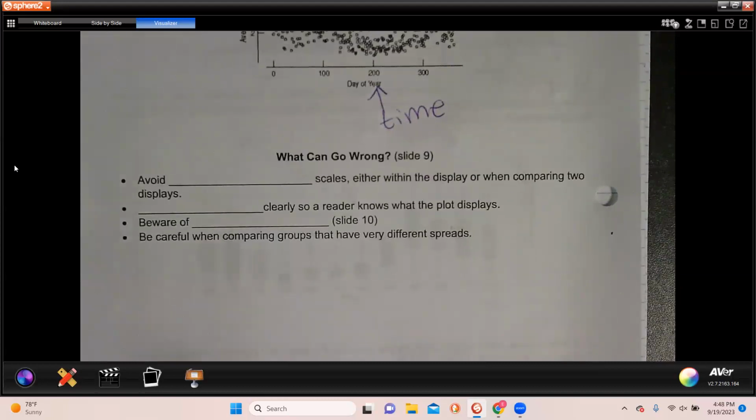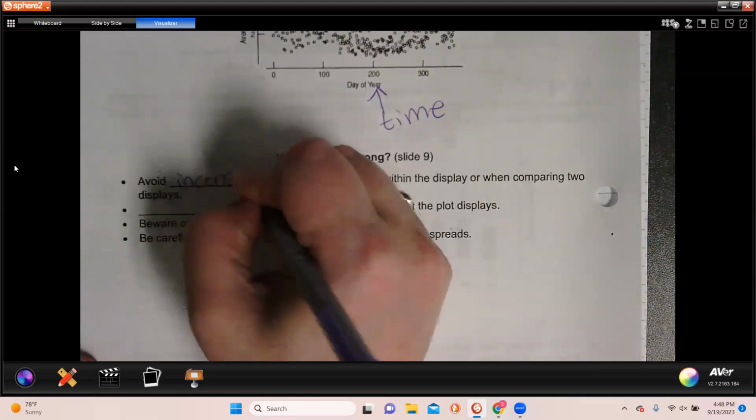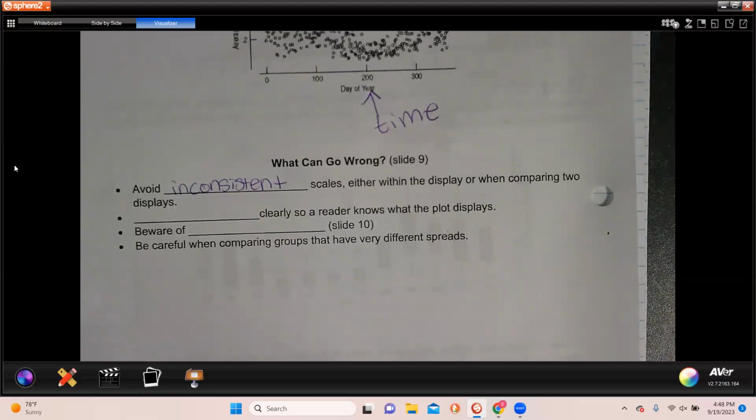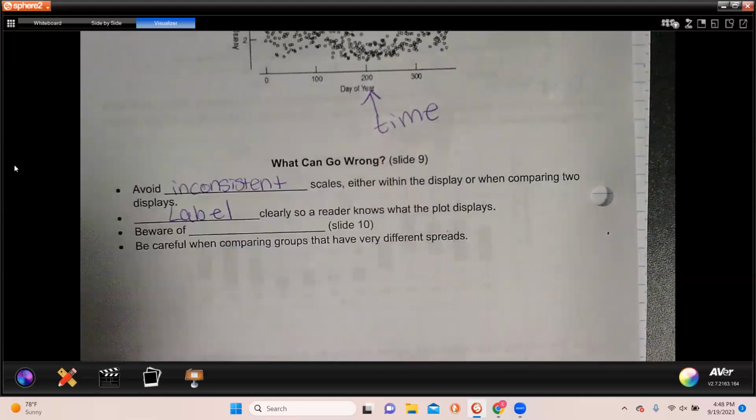What can go wrong when comparing data? The first thing is you want to avoid inconsistent scales. If the first histogram goes by 5s, then the second histogram better also go by 5s. This should hold either within the data or when comparing two data displays. It should not be 5, 10, 12, 14. It should be 5, 10, 15, 20. The scale cannot change in the middle. Make sure to label clearly so the reader knows what you're talking about. If they don't know what the data displayed is, then the data display is effectively useless.